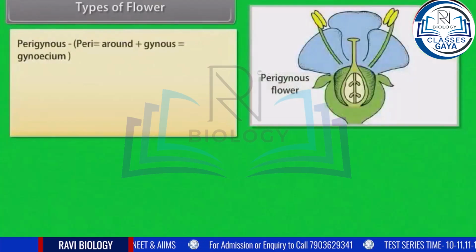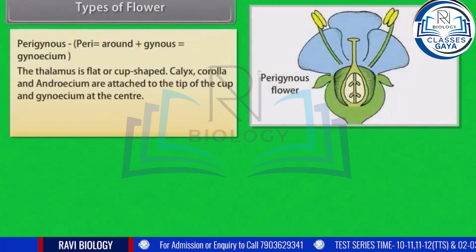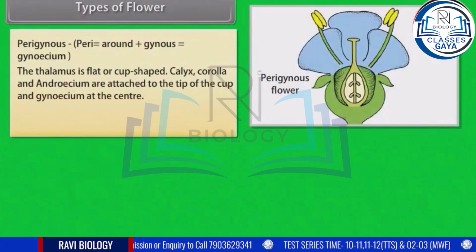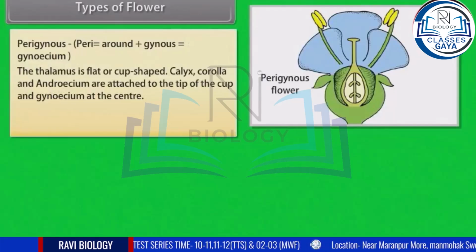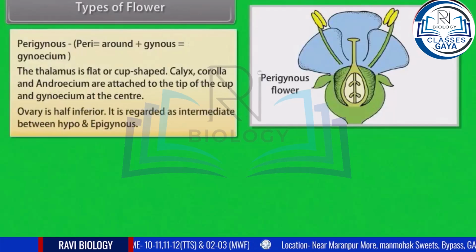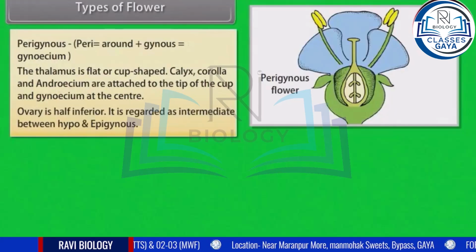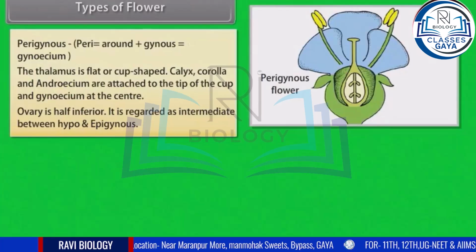Perigynous. The thalamus is flat or cup-shaped. Calyx, corolla, and androecium are attached to the tip of the cup and gynoecium at the center. Ovary is half inferior. It is regarded as intermediate between hypogynous and epigynous.